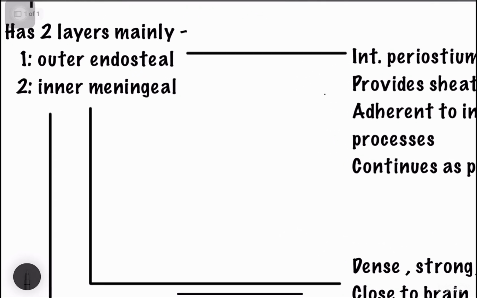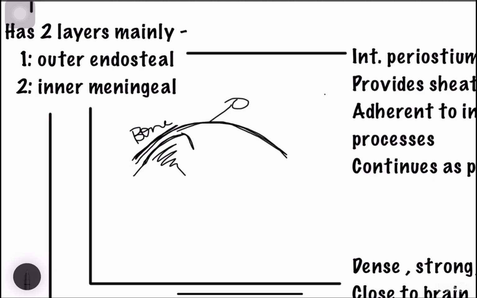So I'll make a rough diagram over here. Let's think that this is the dura mater. This is the outer endosteal layer, which is continuous with the periosteum of the calvaria or skull. And over here, this is the inner meningeal layer, which is closely associated with the other layers like the arachnoid mater and pia mater. So it has mainly two layers, the outer layer and the inner layer.